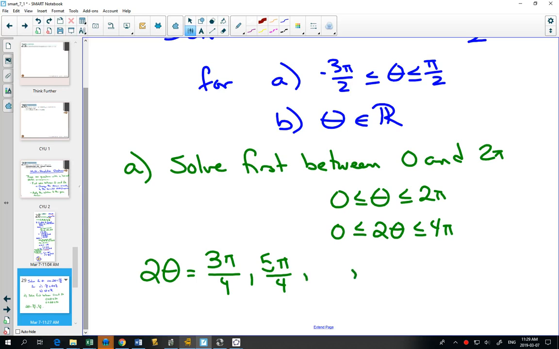The second time around my circle, I'm going to hit those values again. How do we figure out what is coterminal with 3 pi over 4 the second time around? How do I know that it's going to be 11 pi over 4, mental math? What did I add? I added 8 plus 3. Why did I add 8? Because if I'm adding 2 pi to this, 2 pi is the same as, well, I need a common denominator, 8 pi over 4.